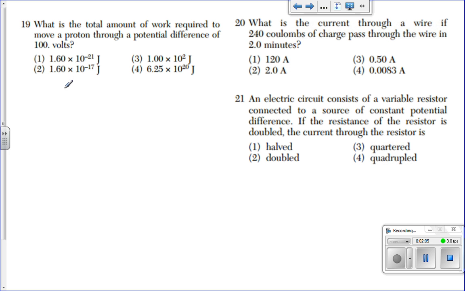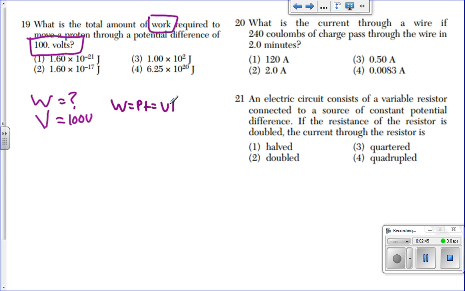For number 19, this one can be a little tricky if you don't know what you're doing. Look at what you're given, okay? This is a calculation question. It tells us that we're trying to find work, and it tells us that we have a potential of 100 volts. So we know we have to deal with W, and we know we have to deal with V. W is our unknown, and volts, we have 100 of those. We only have two things here, and generally we need more than two. So if we need to find some formula that relates these, we have a couple options. One you might notice is work equals PT, which also equals VIT.